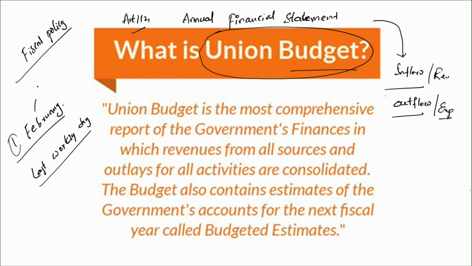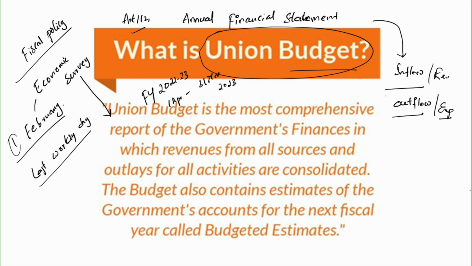One day prior to submitting the budget, the government also submits an economic survey. So what does an economic survey consist of? The economic survey helps in understanding the state of the economy in that particular financial year. So let's say the budget is submitted for financial year 22-23, which starts on 1st April and ends on 31st March of the next calendar year, 23.